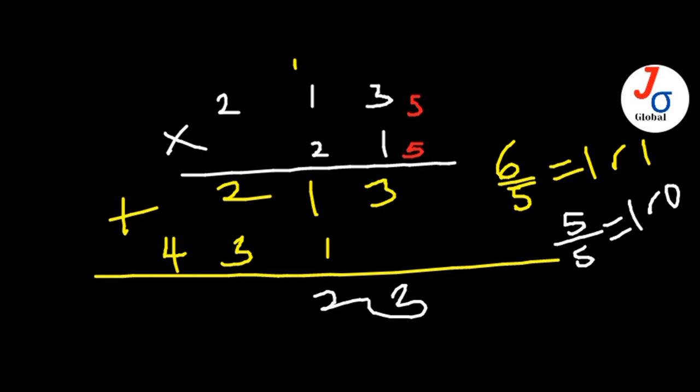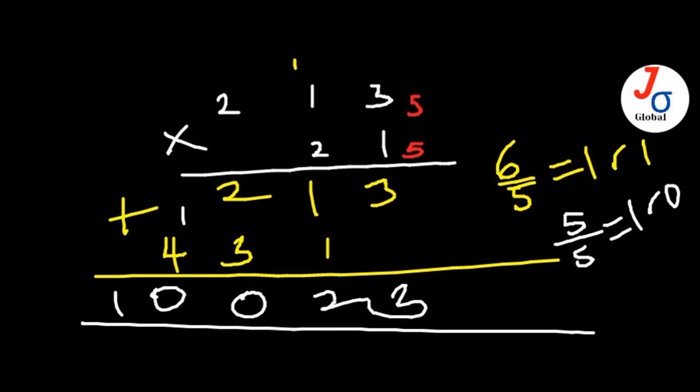So I'm going to write the remainder 0, then carry 1. 1 plus 4 is still 5. 5 divided by 5, you have 1 remainder 0. So I'm going to write 1, 0. And this is in base 5.